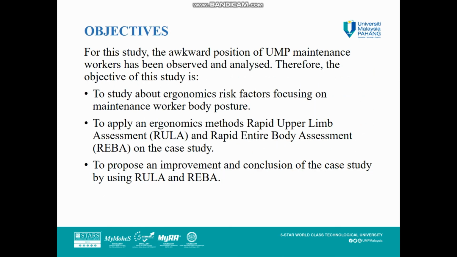For this study, the awkward positions of UMP maintenance workers were observed and analyzed. Therefore, the objectives of this study are, first, to study ergonomic risk factors focusing on maintenance workers' body posture. Second, to apply the ergonomic methods Rapid Upper Limb Assessment, RULA, and Rapid Entire Body Assessment, REBA, on the case study. And third, to propose an improvement and conclusion for the case study using RULA and REBA.